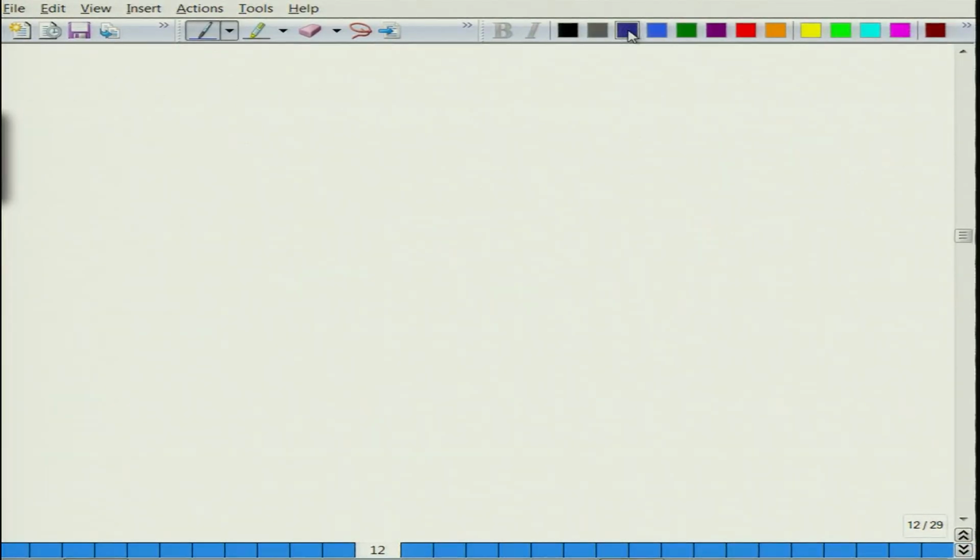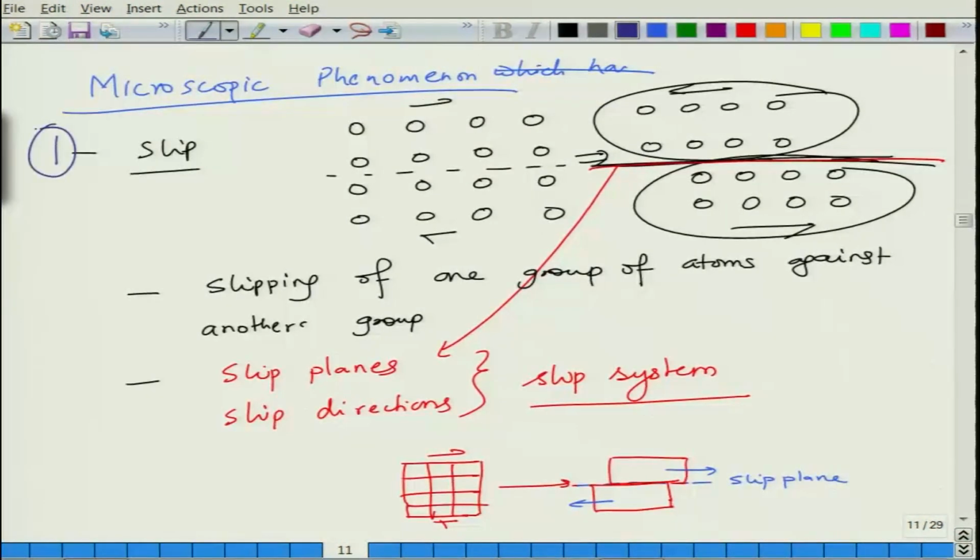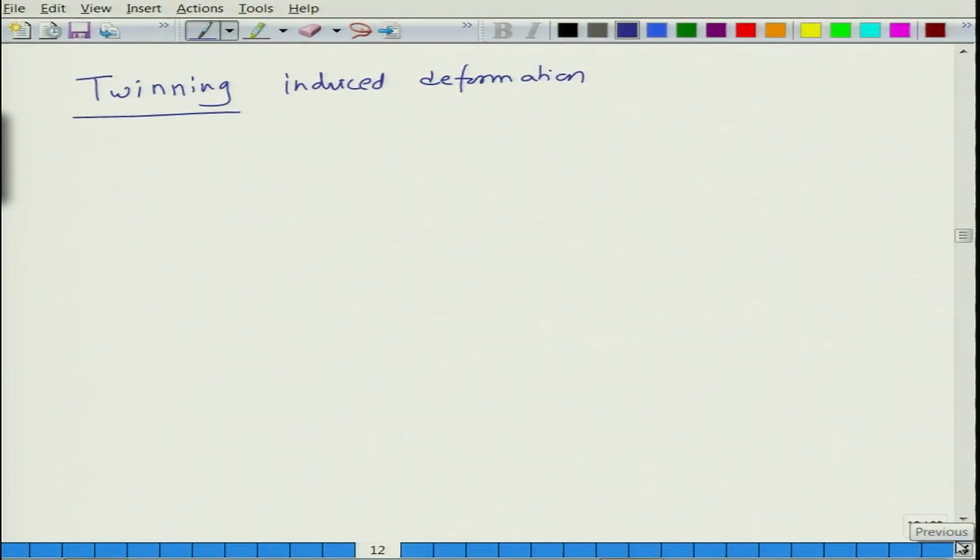The second phenomenon is called twinning, or twinning induced deformation. The first one is slip induced deformation. This is the most common one. In by and large every case you have this. The less common mechanism is twinning induced deformation.